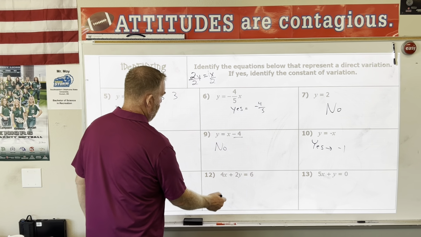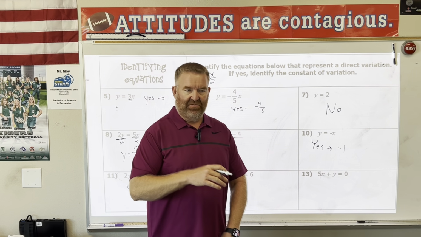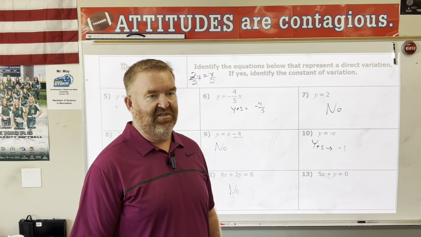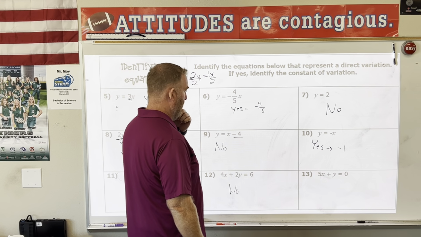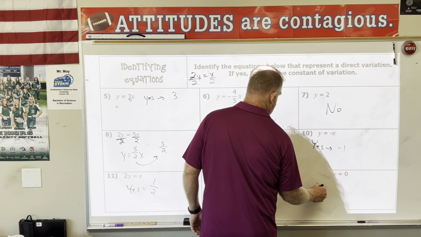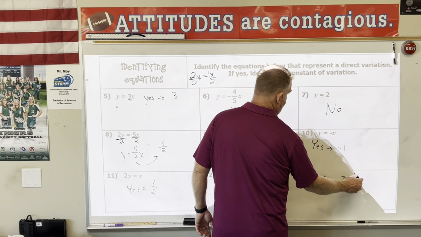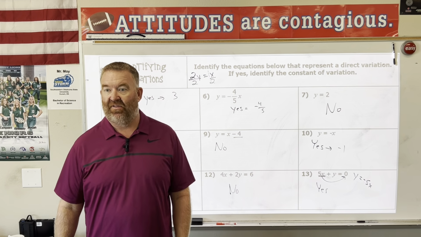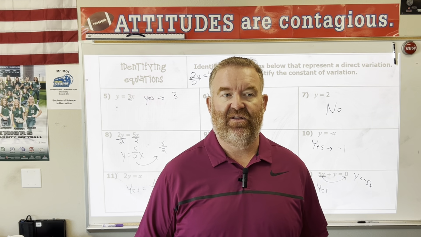No. Because I can't just put it in y equals something x and be done. The +6 is going to mess everything up. What about number 13? Yes. I can actually move this 5x to the other side and it just becomes y equals -5x. The 0 is there just because there's nothing else over there. You got to put something there. But once I put the -5x on that side, then we're good.